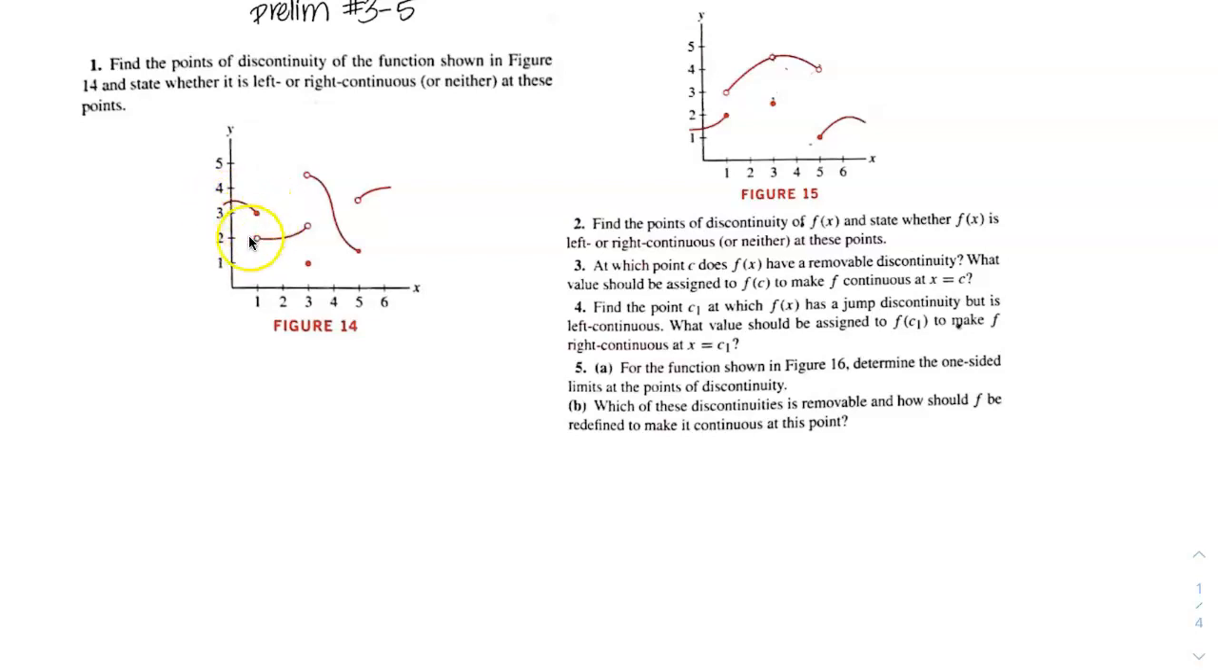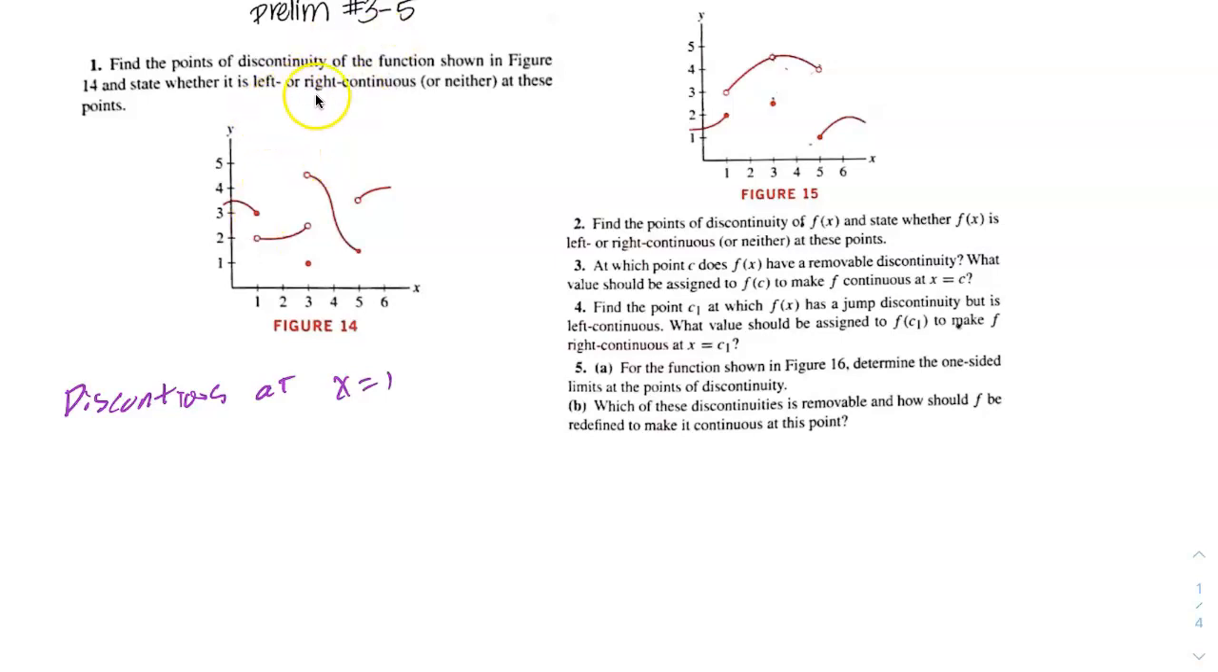Then we get to an issue at 1. At 1, we're not continuous. It's not a solid line. We can't draw it without picking up my pencil. So 1's discontinuous. So there's a discontinuity at x equals 1. Now is it left or right continuous or neither?